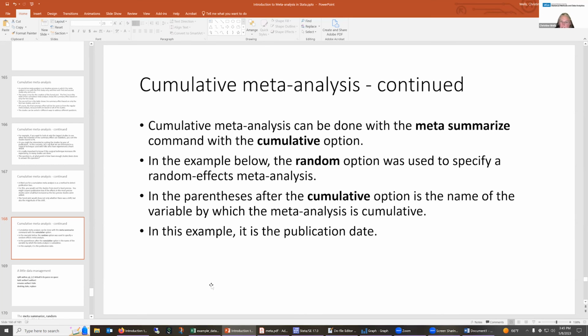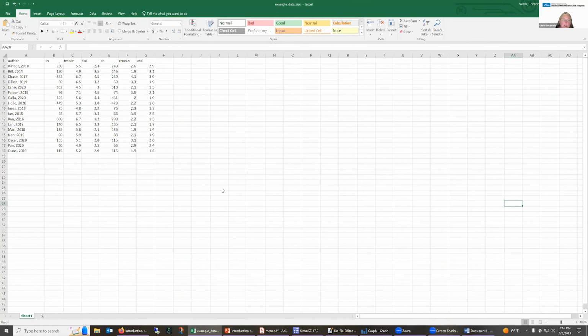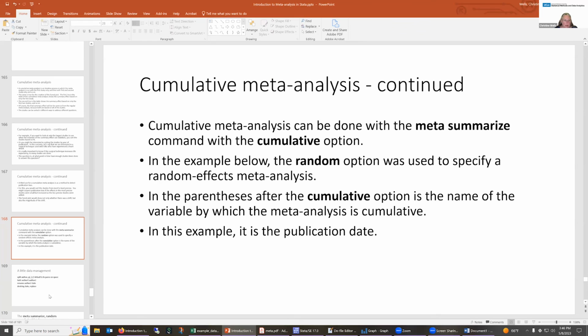But let's go back to my example data here. Notice I don't have a column that's just publication date. All I have is my authors with the dates. So really what I want to do is pull these dates off and dump them into another column. Now notice this is necessarily a string variable because I've got a bunch of letters and commas and stuff in here. So I want to pull this off into its own variable and then make it numeric. How am I going to do that?